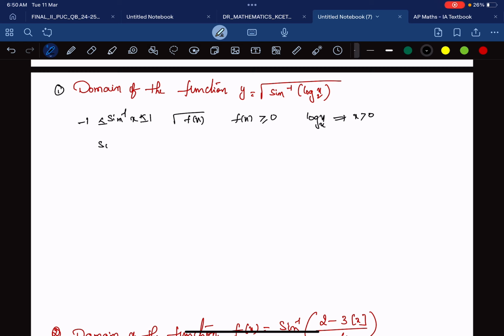It means that sine inverse of log x base 2 is always greater than or equal to 0, and minus 1 less than or equal to log x base 2 less than or equal to 1, and x is greater than 0. By combining these, we get 0 less than or equal to sine inverse of log x base 2 less than or equal to pi by 2.